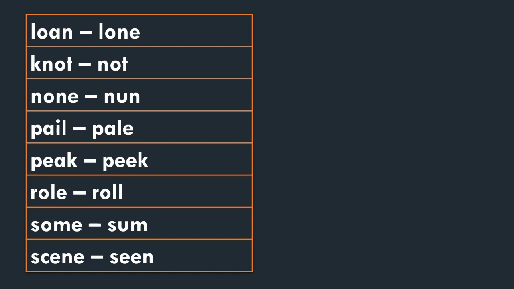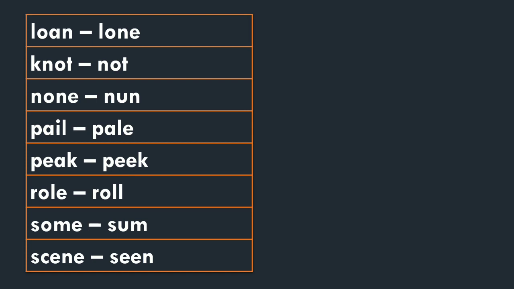Next is some, S-O-M-E, and sum, S-U-M. S-O-M-E, some, can be a pronoun and also an adjective. And S-U-M, sum, is related to addition, like mixing. In mathematics it is used.